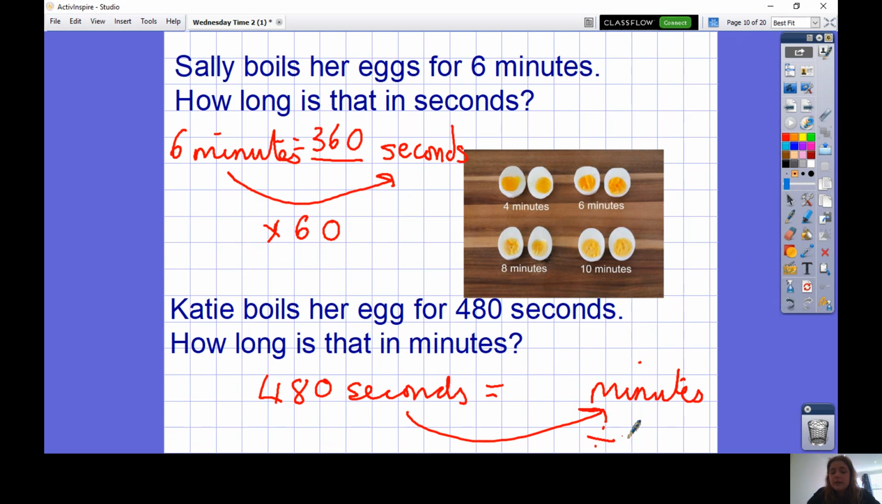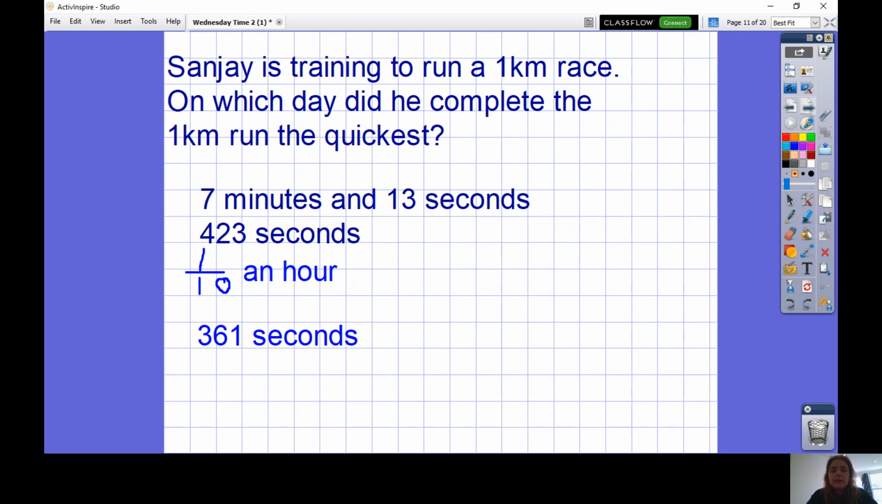That means I need to divide by 60. How many times does 60 fit into 480? I know already that's going to be 8 minutes. The key is to work out whether or not you're timesing or dividing. Remember, if you're going from a big measurement to a small one, you actually need to times. And if you're going from small to big, you need to divide.